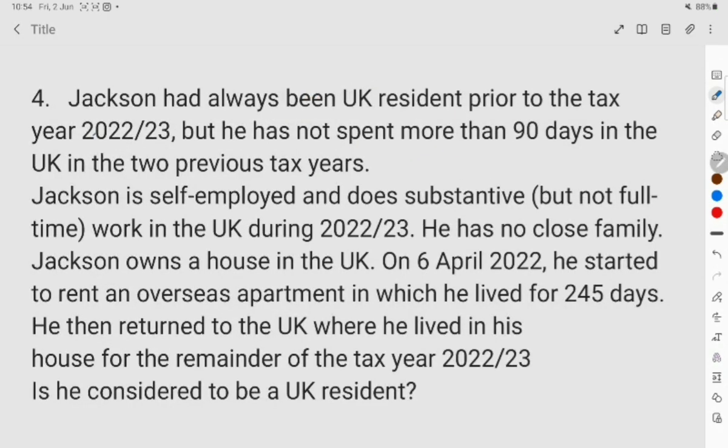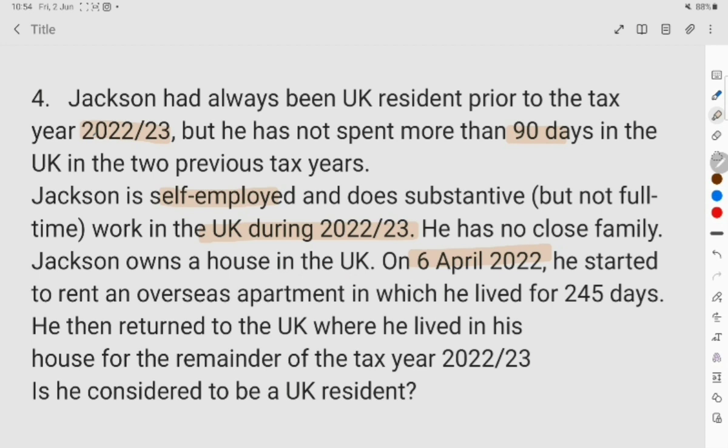Next question, Jackson had always been UK resident prior to the tax year 22-23, but he has not spent more than 90 days in the UK in the 2 previous tax years. Jackson is self-employed and does substantive work, but not full-time, in the UK during 2022-23. So it is one sufficient tie. He has no close family. Jackson owns a house in the UK, so another sufficient tie.